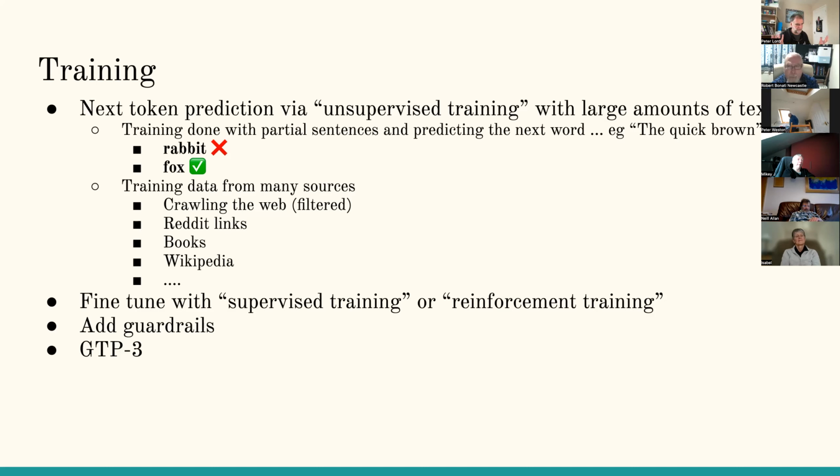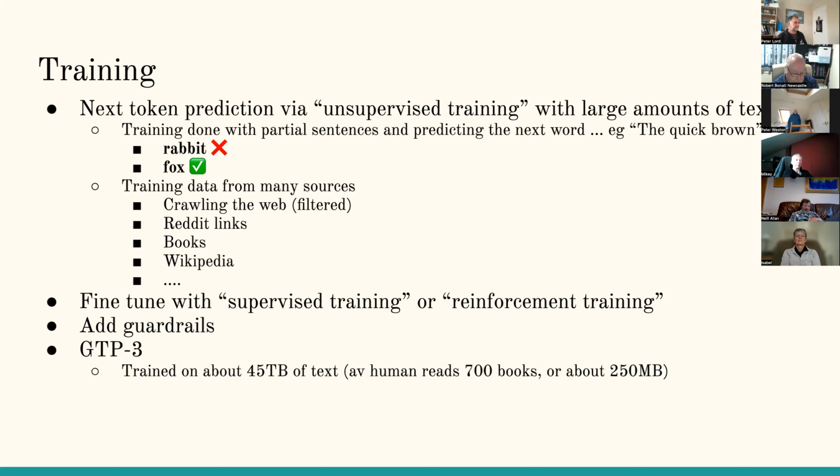Now, as an example of the training process here, GPT-3, which is quite old now, was trained on 45 terabytes of text. To put that in context, I read that an average human reads 600 books in their life, which is about 250 megabytes. So it's absolutely tiny compared with the amount of text that these large language models are trained on.